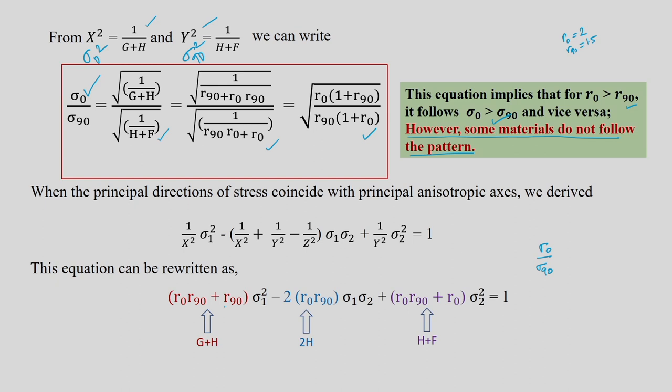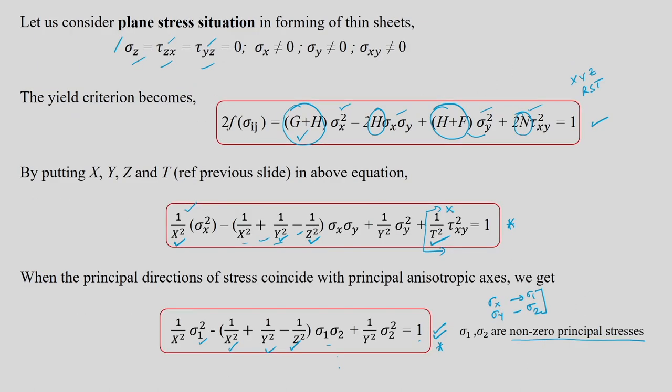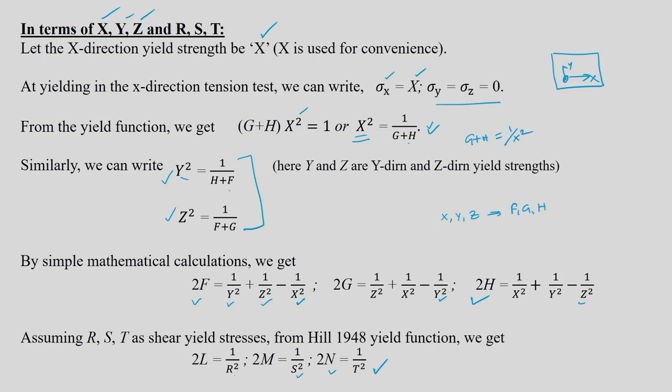Now, when the principal directions of stress coincide with the principal anisotropic axes, that means in the principal coordinate system, we have derived this just before. So now what I am going to do is rewrite this in terms of R0 and R90. I am going to replace all these things by R values. So what is 1 by x square? We already derived it, no? 1 by x square is g plus h, right?